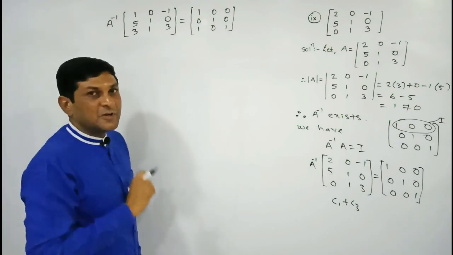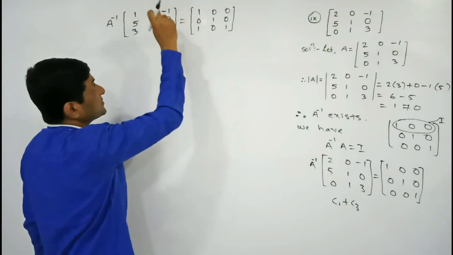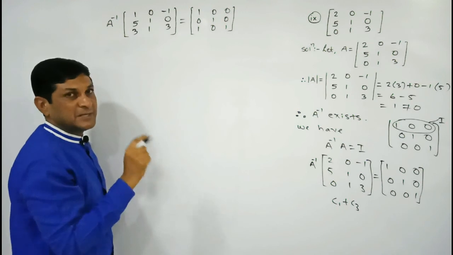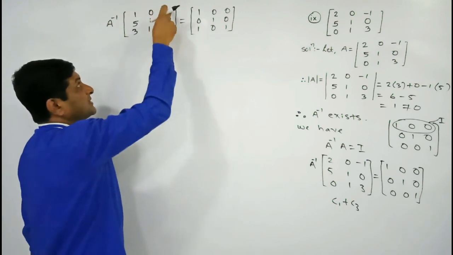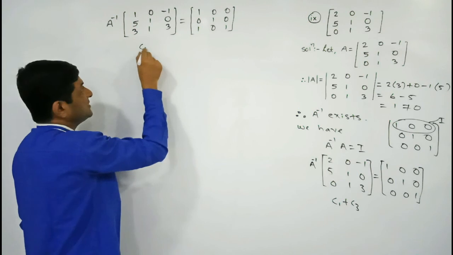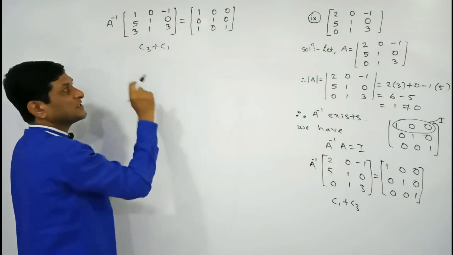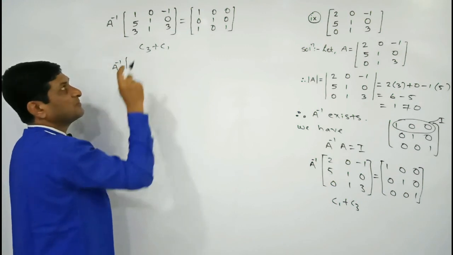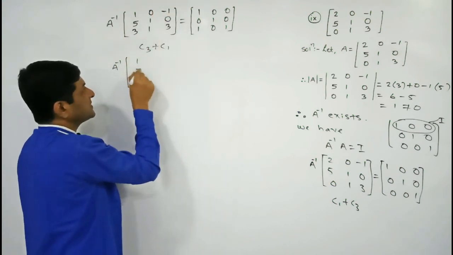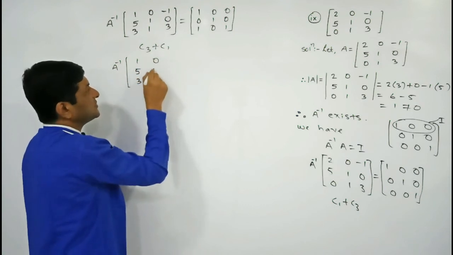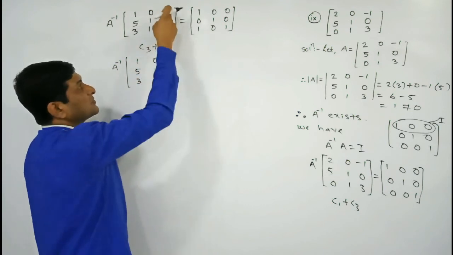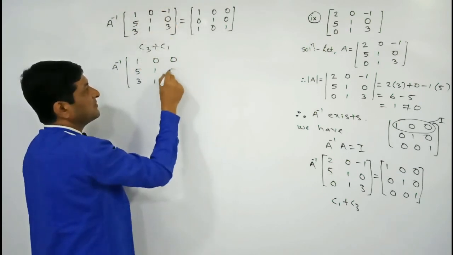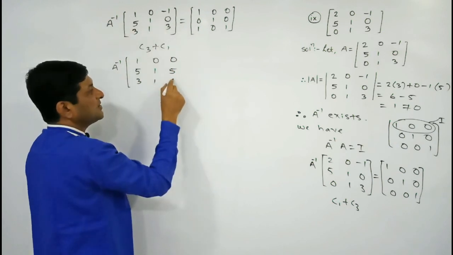Now to complete our first step, to get 1, 0, 0, here we will require 0, meaning our operation should be on C3. So what is the element of C3? Minus 1. We have to add plus 1 to it. That's why we are taking C3 plus C1. Minus 1 plus 1 will become 0. So A inverse, keep it as it is. Let us perform this operation on C3. Keep the elements of C1 and C2 as they are, 0, 1, 1. Now C3 plus C1: minus 1 plus 1 will become 0, 0 plus 5 will become 5, and 3 plus 3 will become what? 6.